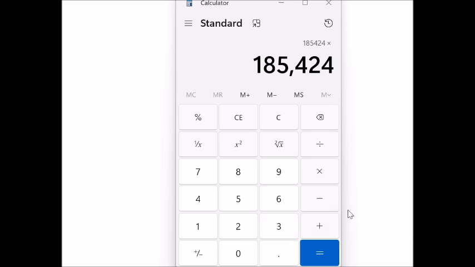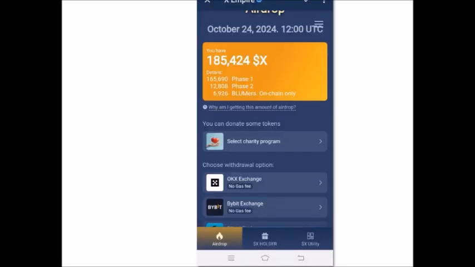So this is the allocation, 185,424 Xempire coin. Multiply this by 0.05. If they list for 0.05, she is going to get $9,271. Then if you multiply this by 1,600, approximately, you get the approximate value in naira. The approximate value in naira that she's going to get is 14,833,000 and thereabout.